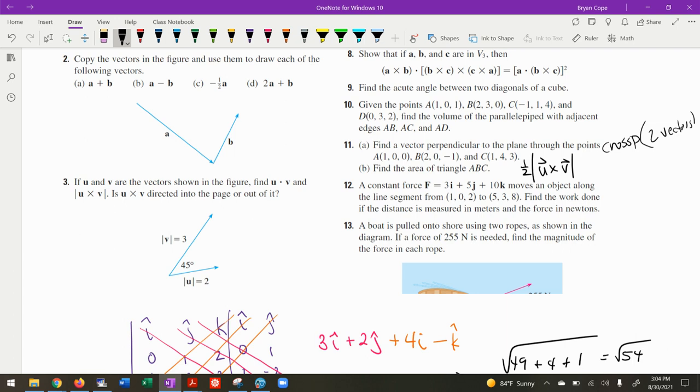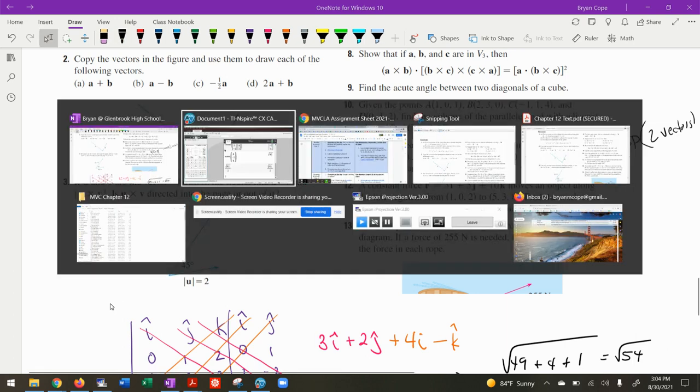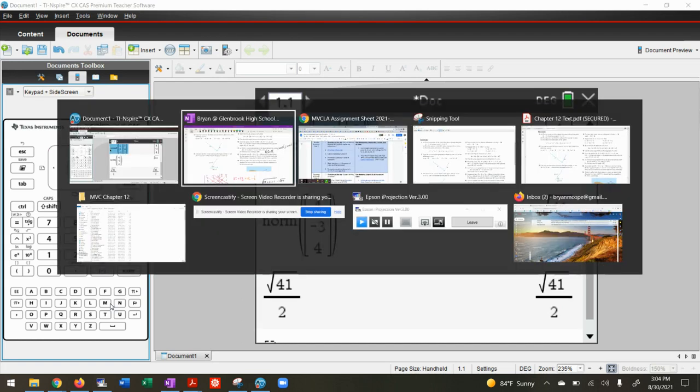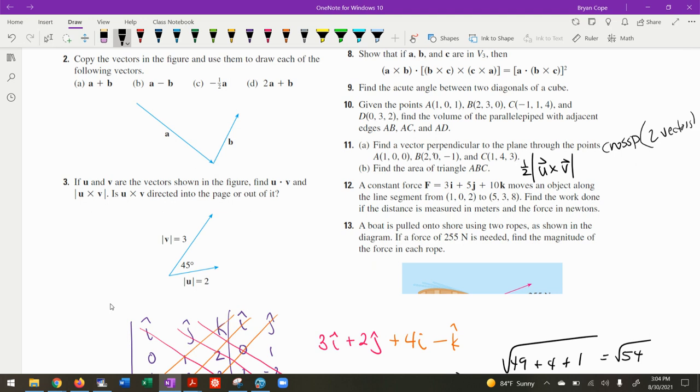So the thinking is 1/2 the magnitude of U cross V. Good? Yeah. Could you go back to the vector? Did you remember how you got the vector 1, 0, negative 1? Yes. We subtracted B minus A. So 2 minus 1, and then 0 minus 0, and negative 1 minus 0. Oh, I'm looking at 10. Oh, sorry, yeah. Okay. Good?